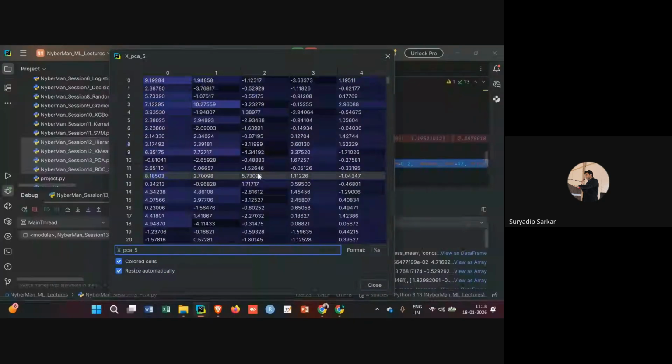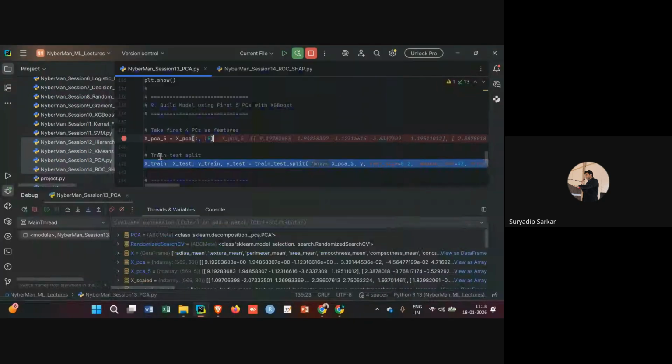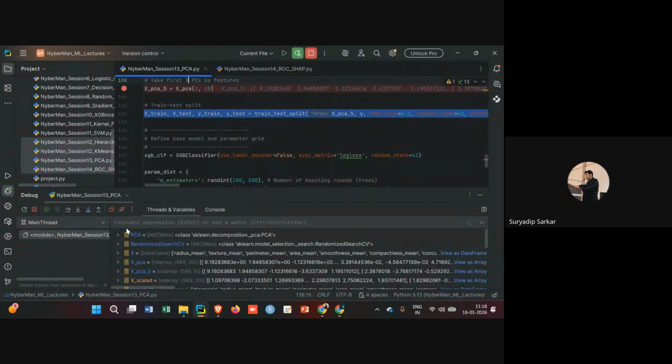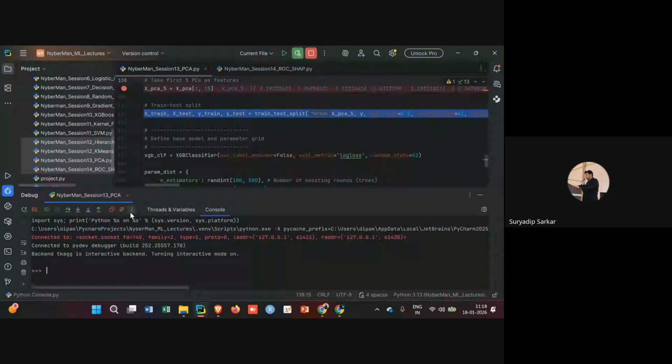So here you see we have the first 5 PCs, not 4. Okay, let me change this typo. We have the first 5 PCs. Then again, it's train test split. You guys already know how this works.